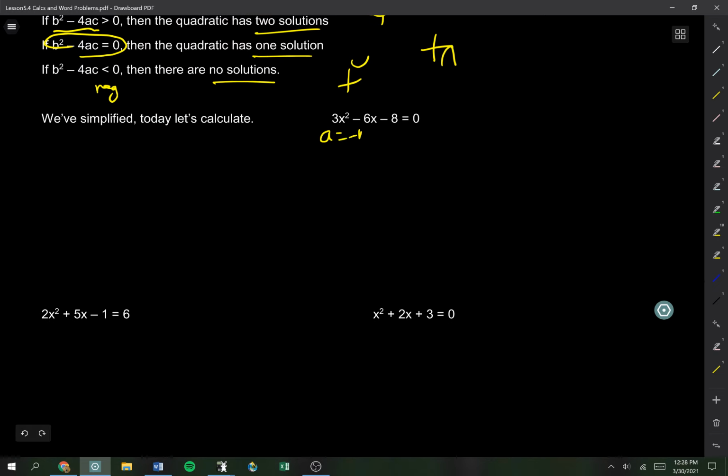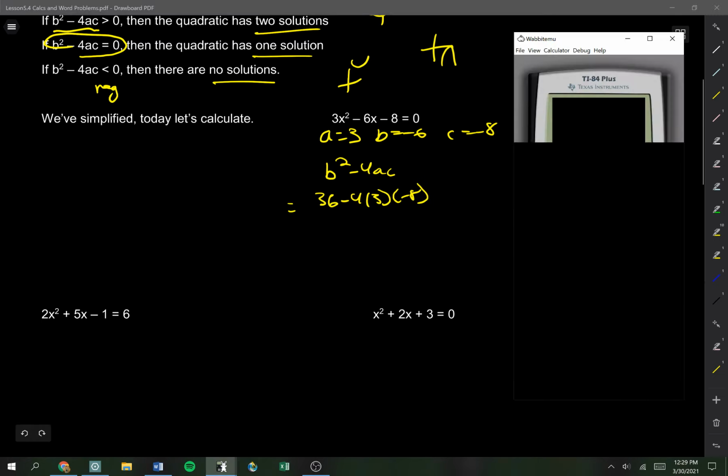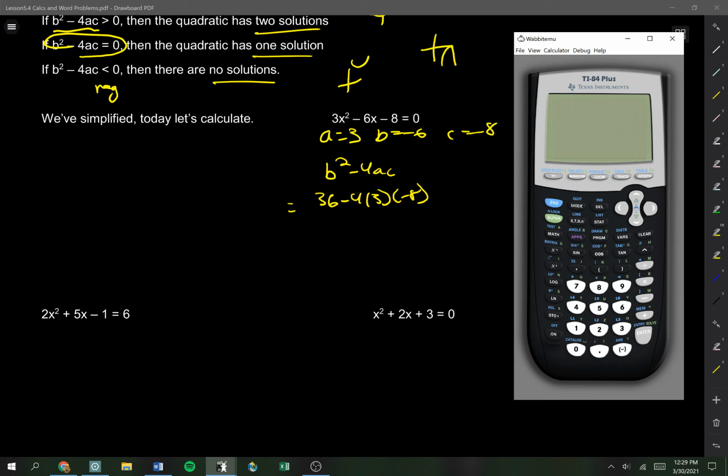Here, the a value is 3. The b value is negative 6. The c value is negative 8. If I run b squared minus 4ac, that becomes 36 minus 4 times 3 times negative 8. And I'm just going to type that into my calculator right there. 36 minus 4 times 3 times negative 8.